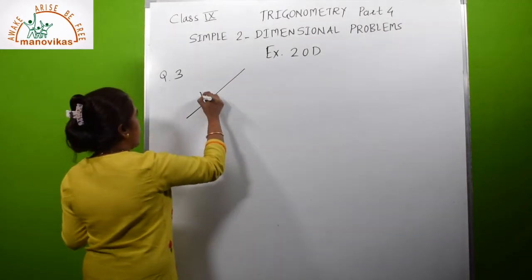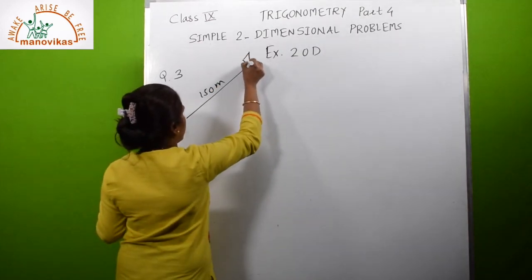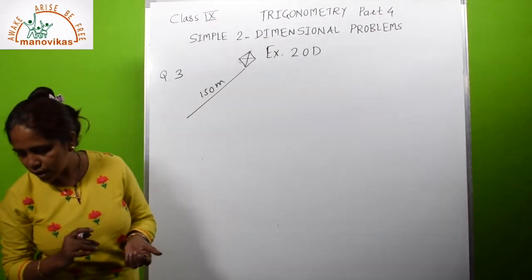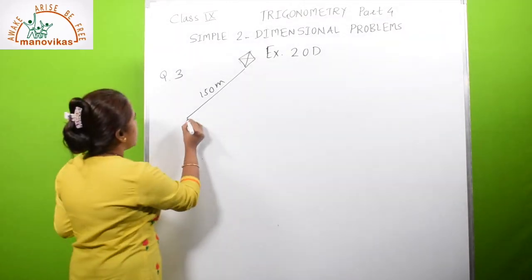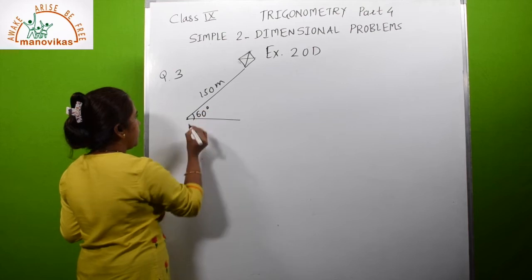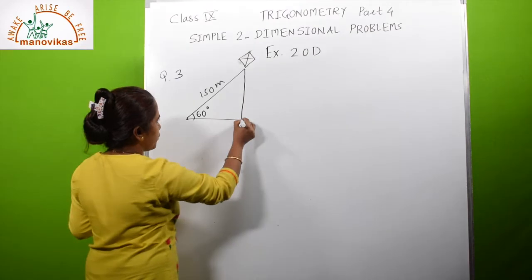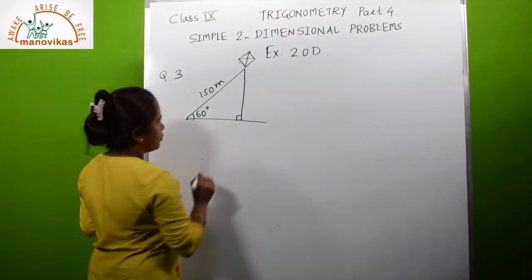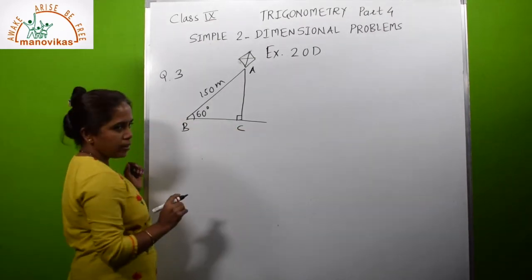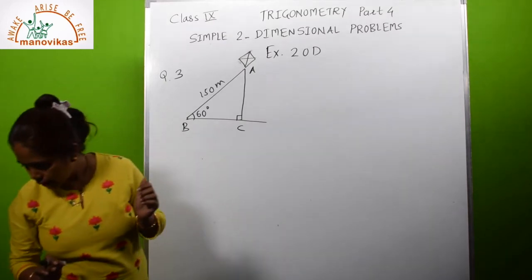Suppose this is a thread which is given 150 meter long. Suppose the kite is somewhere here. The thread makes an angle of 60 degree with the horizontal. Suppose this is the horizontal plane, then the angle made by the thread with the horizontal is given 60. Suppose from this point if I draw the perpendicular, it comes here. Then mark it as ABC. So this angle will be the perpendicular, 90 degree.